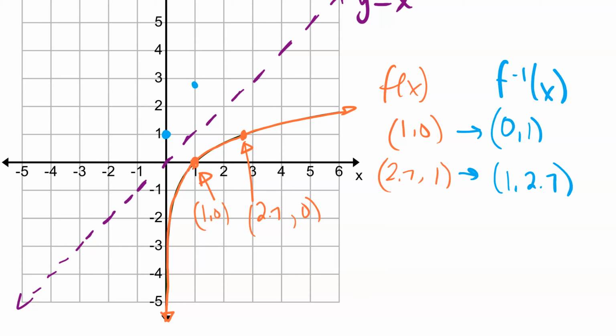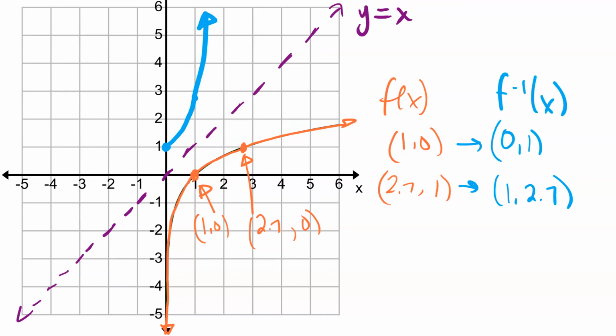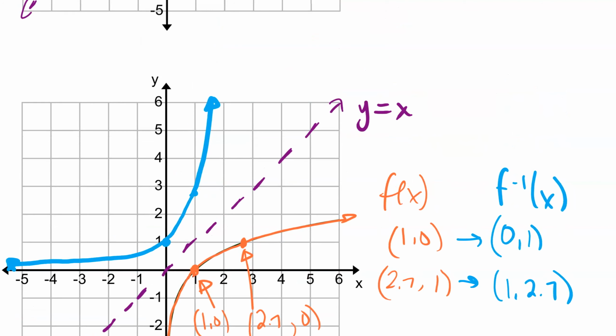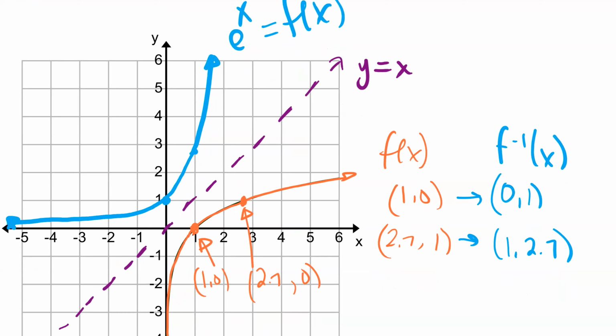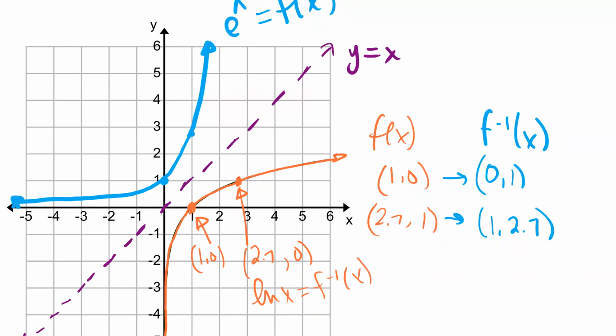Since I'm approaching, notice my orange is getting closer and closer to an x value of 0, but never touching it. My blue is going to get closer and closer to a y value of 0, but never touch it. Do we know what graph this is in the blue? You don't have to know this yet, but this is e to the x, your f of x, and its inverse is ln of x. But you don't have to know that. You just have to know how to graph it.